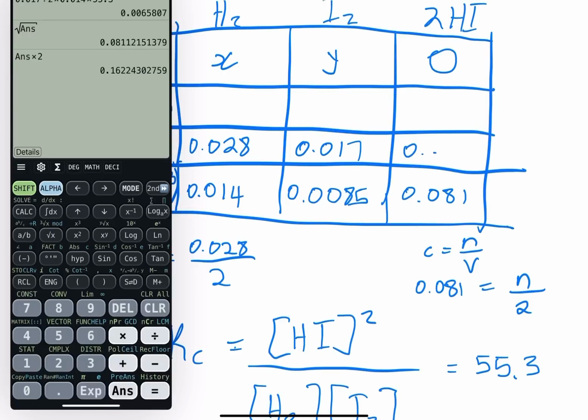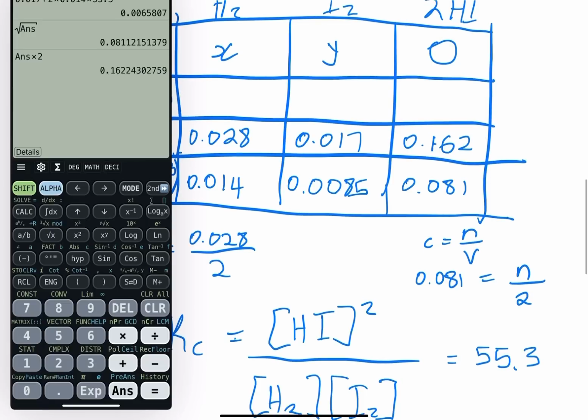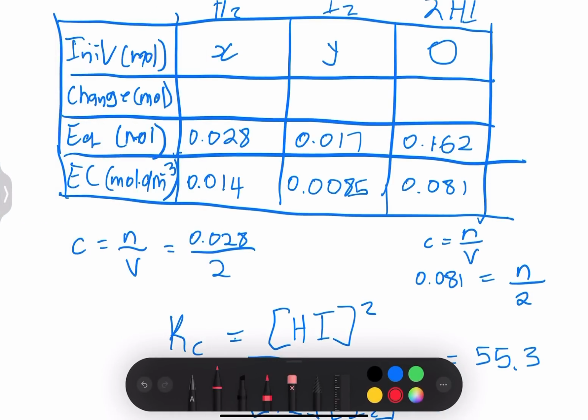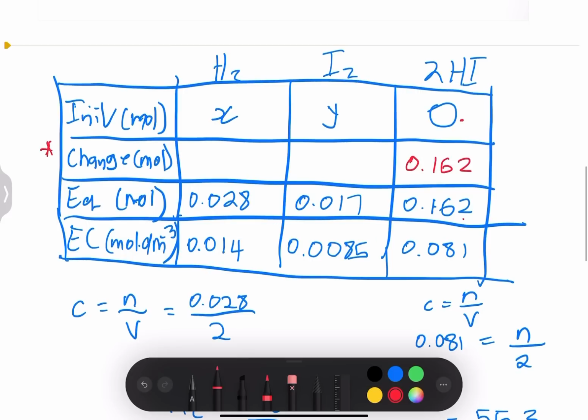0.162. Now, ladies and gents, this is where I want you to remember: we use our ratio only when it comes to the change in moles. So look at this. We started with nothing, and at the end we've got 0.162. How much did we form? We formed 0.162.